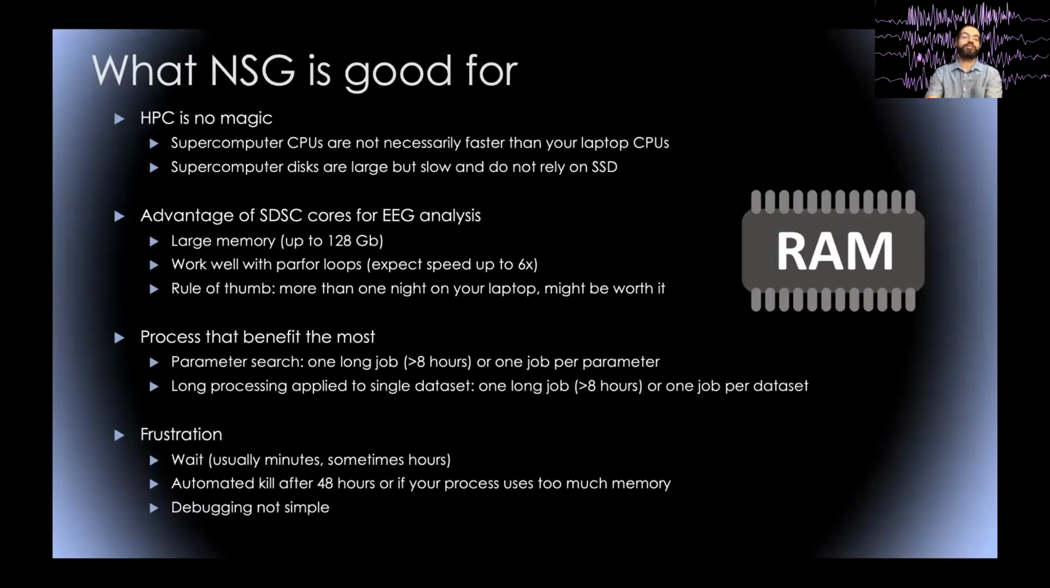And so the process that benefits the most for NSG is parameter search. For example, you have an algorithm and you want to optimize a given parameter, where you're going to have to run lots of jobs. That's the perfect application for NSG, where you would either submit a long job that's going to take 48 hours to calculate, which is the limit. And by the way, you can't run a job that's longer than 48 hours. Or you're going to run multiple jobs, each going to take an hour, but you're going to run 30 of these jobs, for example, one with each parameter.